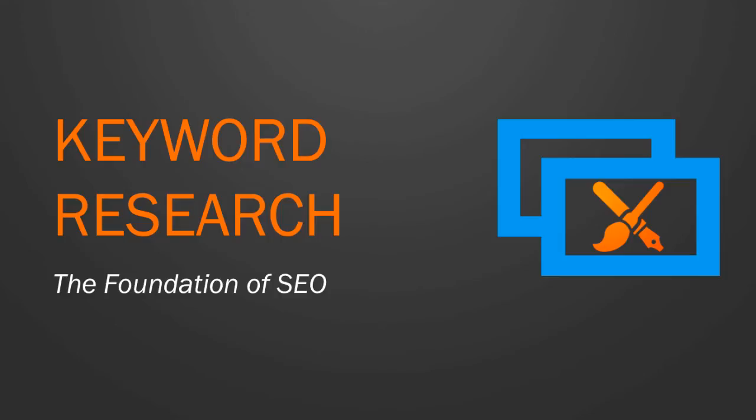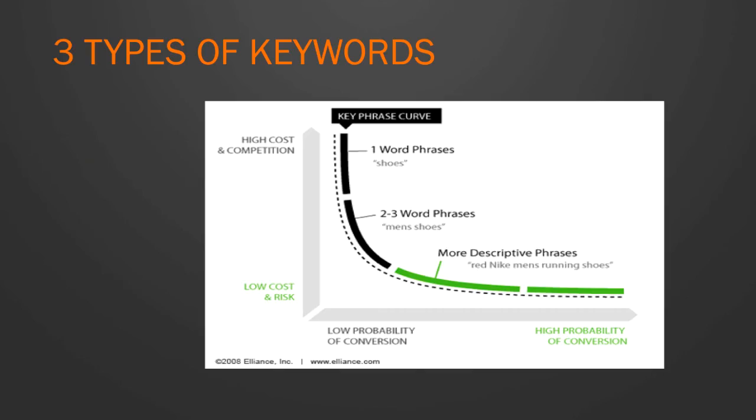In the next lecture, you're going to learn how to use a particular tool to find out the actual numbers. But in this lecture, I want to just talk about the strategy and the types of keywords that you should really be focusing on, because there are different types. Let me explain what they are. So there are really three types of keywords. The first type is what they call the head keyword.